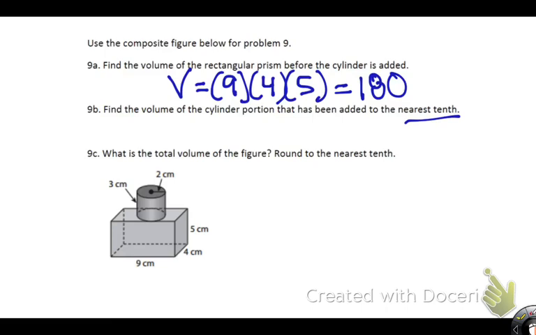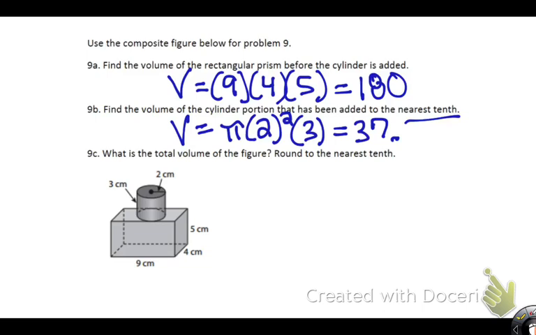Then the volume of the cylinder to the nearest tenth. So the cylinder is pi r squared. It looks like the radius is shown there. So that's pi r squared, and then times the height. So we'll type all that in. So that would be 2 squared times 3 times pi. So that is, to the nearest tenth, 37.7.